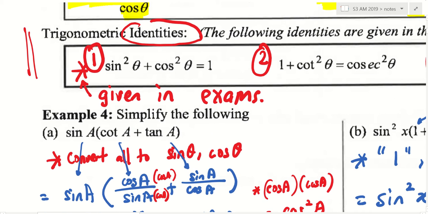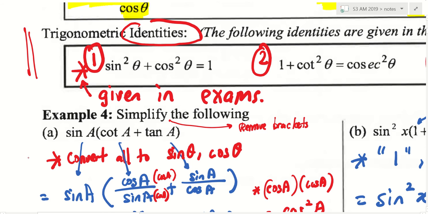Let's have sine A bracket cotangent A plus tangent A. Then what do they want? They want us to simplify, right? Simplify means they want to actually remove all the brackets, and basically simplify it as simple as possible.